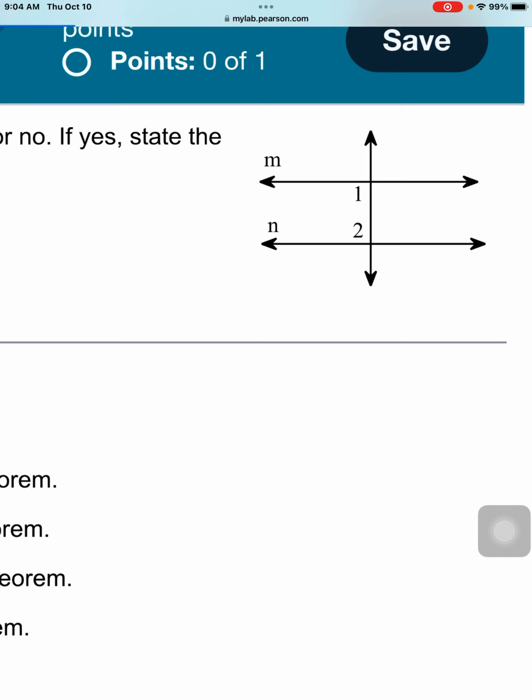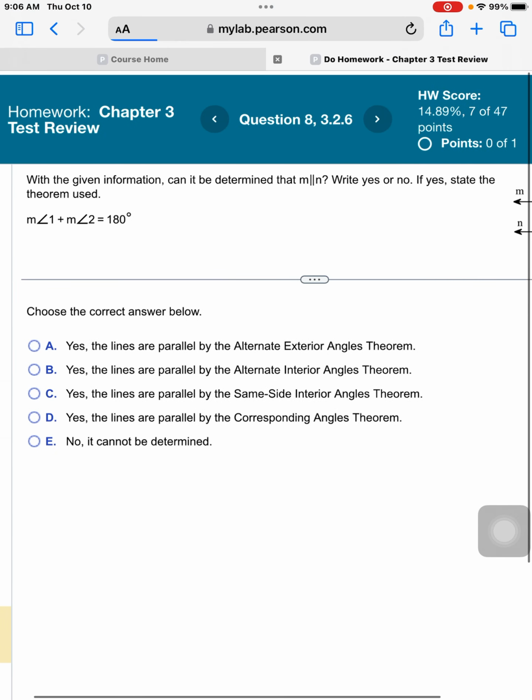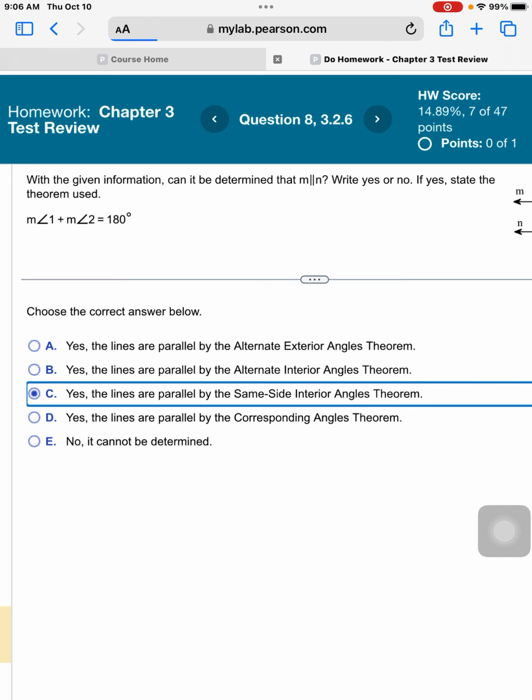So in order for me to prove that M and N are going to be parallel, then angle 1 and 2 have to equal to what, guys? 180. Because if they're same side interior angles, and we want to prove that M and N are parallel, they have to be supplementary or 180. So now we can zoom out and see what the question's asking us, or what did they give us? They gave us that measure angle 1 plus measure angle 2 equals 180. So yeah, we can say that the lines are parallel. By alternate interior, no. Corresponding, no. By same side interior.